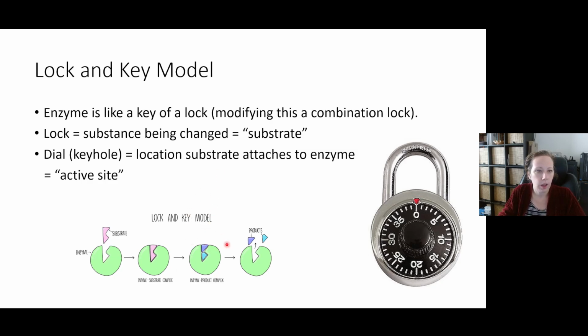So in this model, the keyhole or the combination dial represents the active site of the enzyme. Okay. So in this model, the lock represents the substance being changed or the substrate, and the keyhole or dial represents the location that the substrate attaches to the enzyme. Okay, and this is a visual model that is more lock and key and not like combination lock. Okay, and you see how the pieces fit in perfectly there.